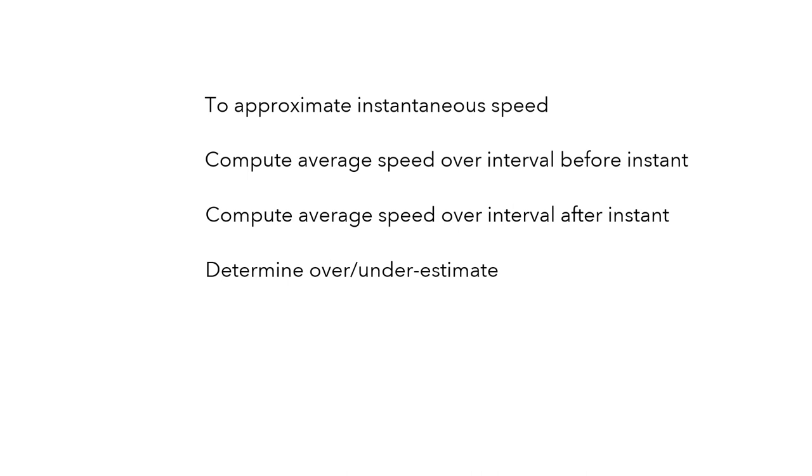This gives you a range of values for the instantaneous speed, and we know that the error in our approximation must be less than the difference between the overestimate and the underestimate.